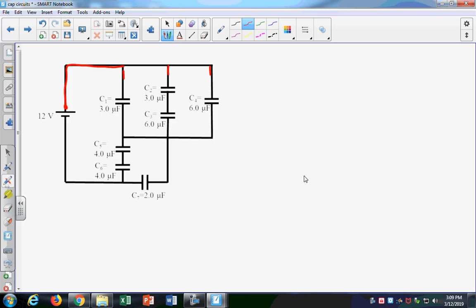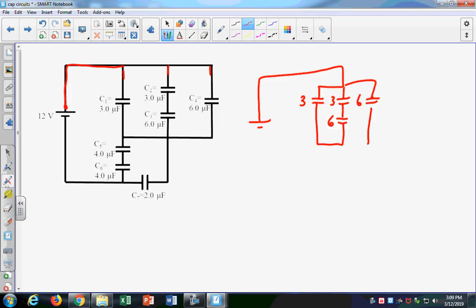The reason I know it has 3 is because, well, this breaks and goes to another capacitor, this goes to another capacitor, and this goes to another capacitor, but there are no other capacitors in between. So I could redraw this circuit where I have my 12 volt like this. So that's my 3, 3, 6, and 6 microfarad capacitors. And then those all come back together.